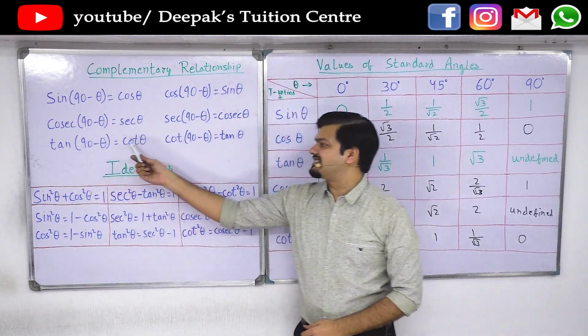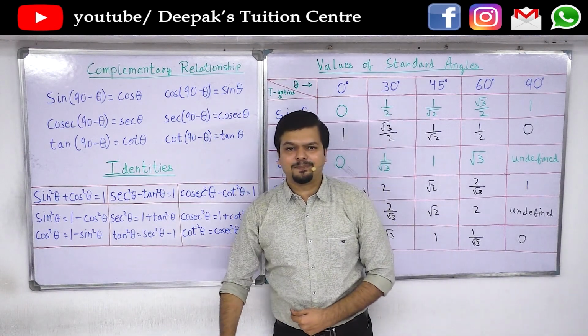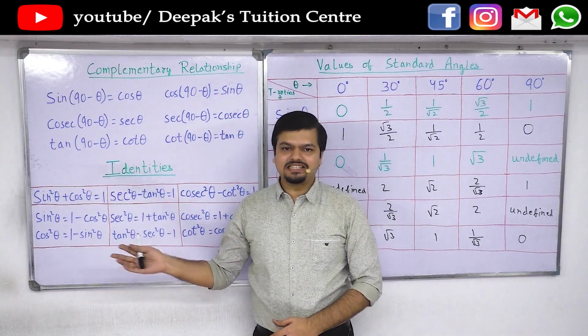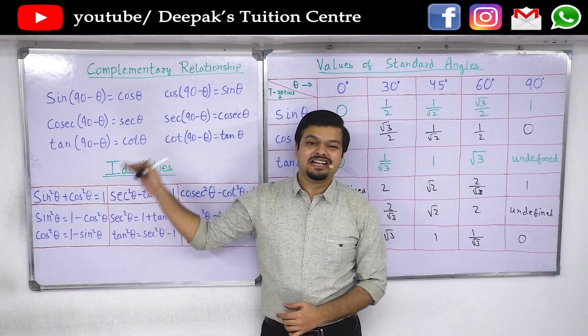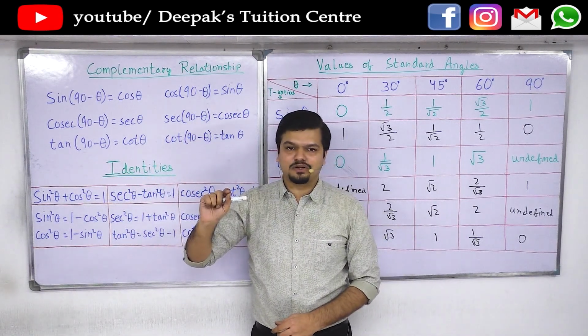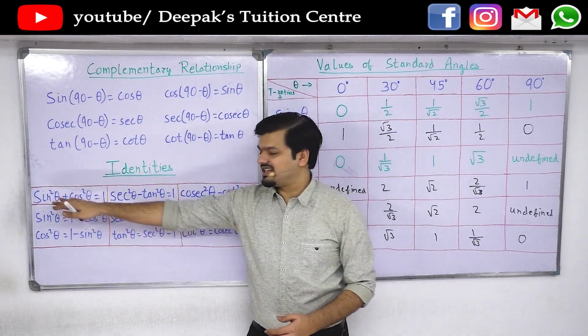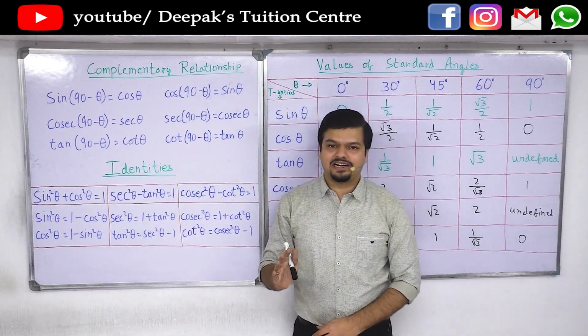Similarly, tan(90° − θ) equals cot θ and cot(90° − θ) equals tan θ. Most of this we have done in class 9, even identities, but the major focus for class 10 is based on identities. These were just like a refresher. They ask very few questions over them, but the questions can come. Mostly the questions are asked using identities. So you need to be very thorough with identities.